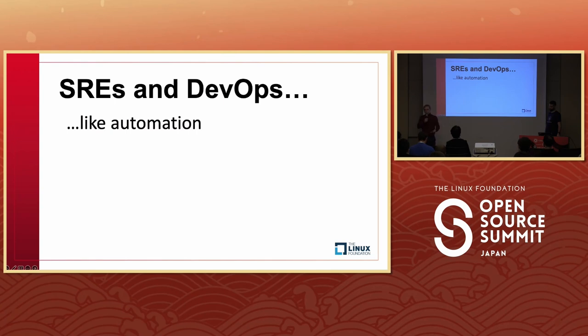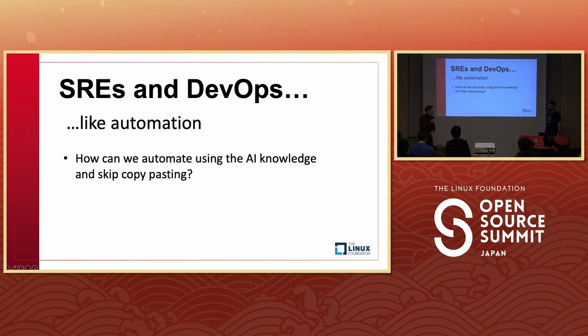If we have a repetitive procedure, we'd like to automate this. So let's think how we can automate using the AI knowledge and how we can skip this copy-pasting. So that's the one question. And then there is a second question: how can we ensure the privacy?